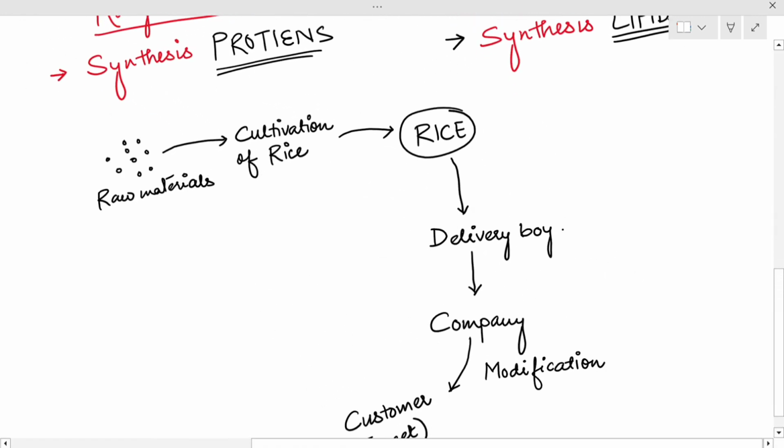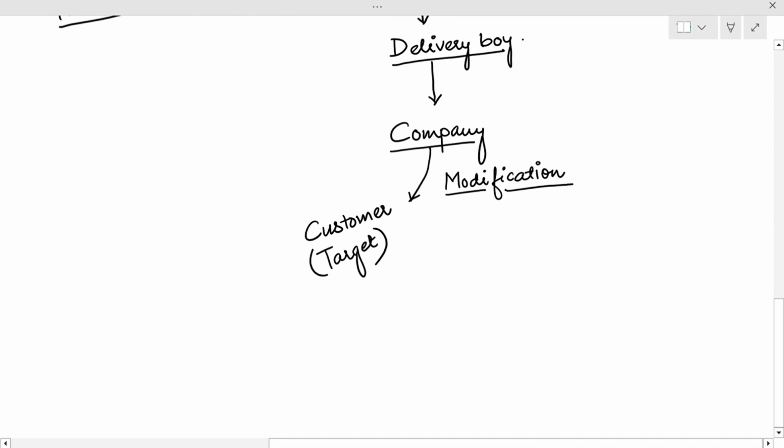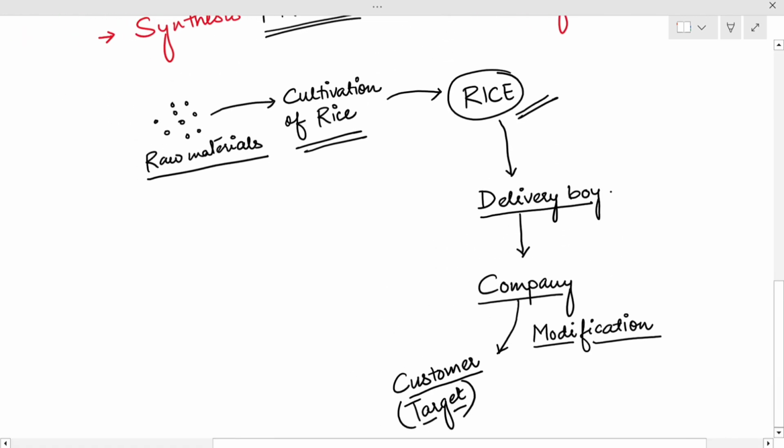So we all understood this story. First, we got the raw materials. After that, we cultivate the rice. We got the rice, and this rice has been carried by the delivery boy. And this delivery boy has given that particular sack of rice to the company where modification, that means packaging and branding, has been done. After that modification, it has reached the customer for the seller. Okay.